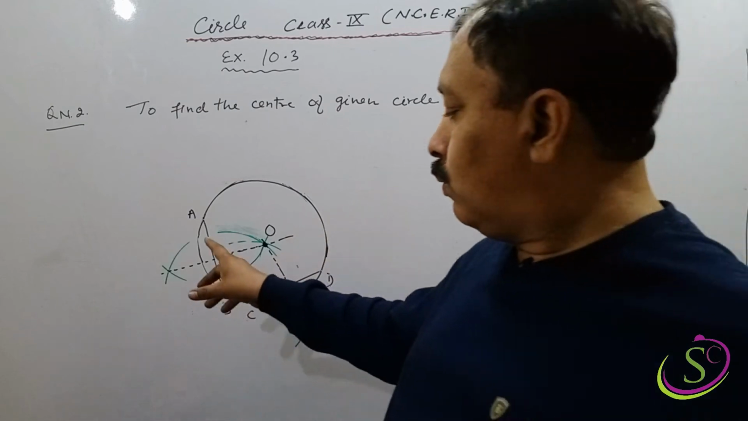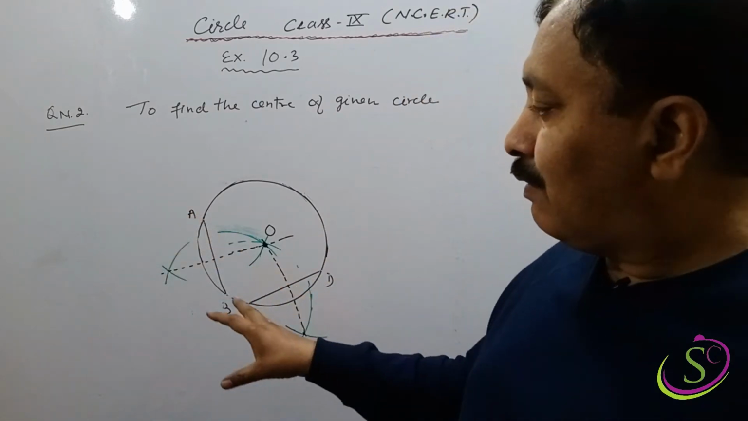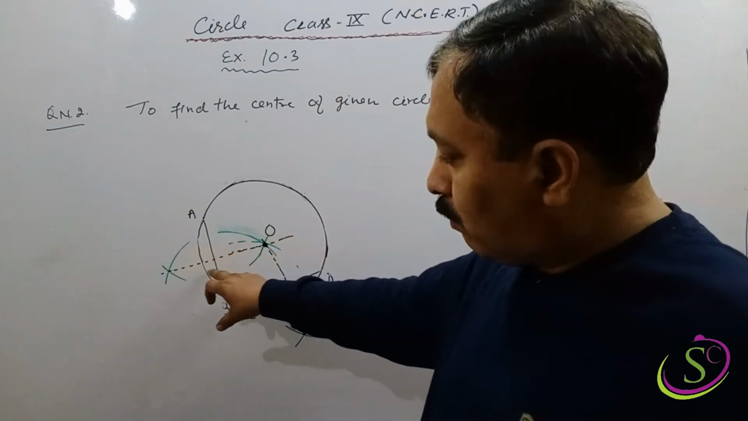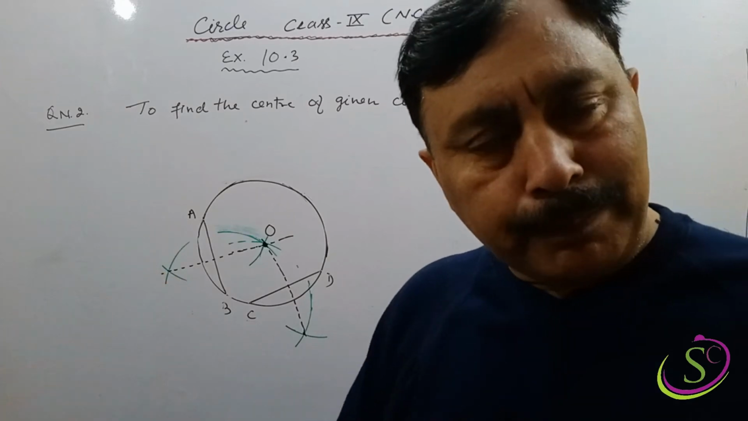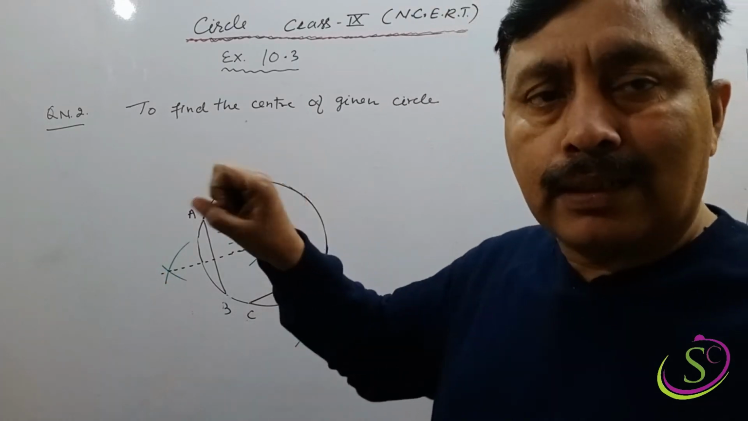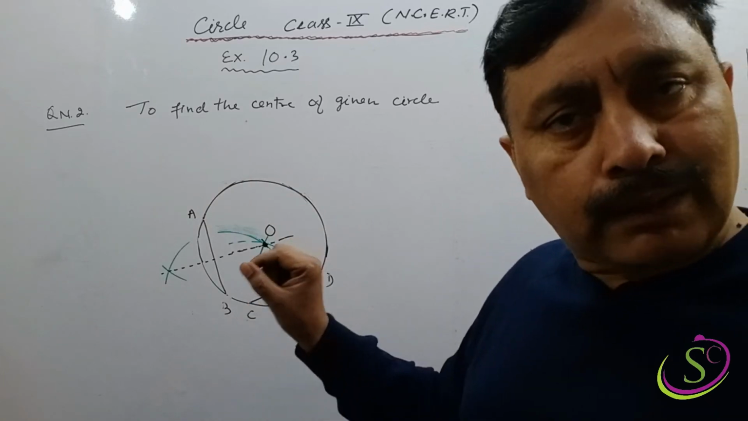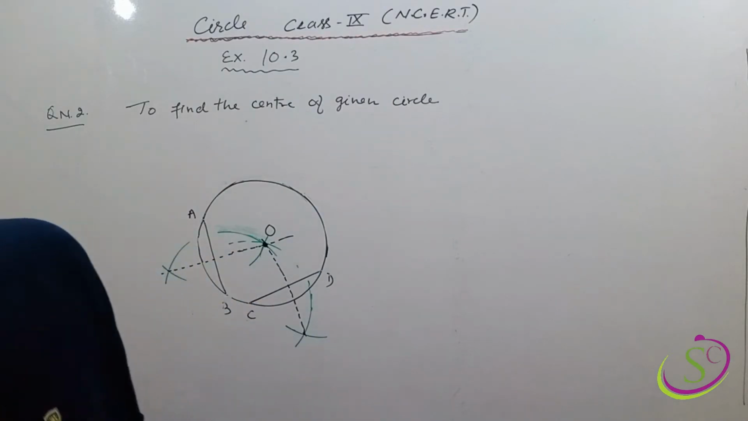So how can we find the center of the circle? First we draw two chords, one is AB and one is CD, and after that we have to draw the perpendicular bisectors of both the chords, AB and CD, and these perpendicular bisectors intersect each other at a point, and that point is known as the center of the given circle. Is it clear? So revise this, construct this.